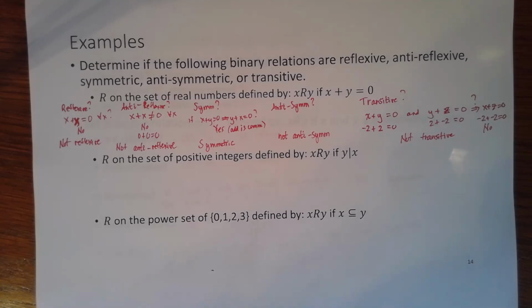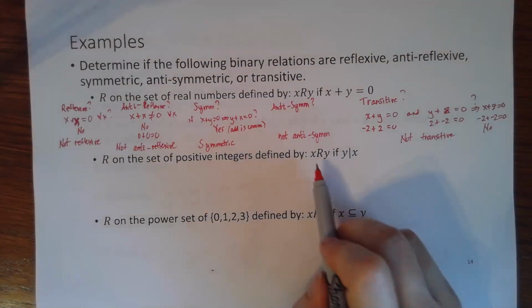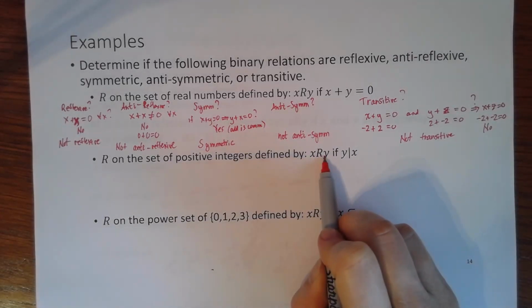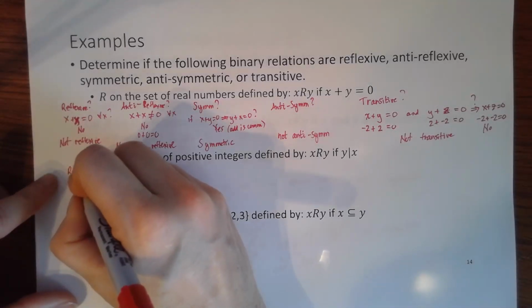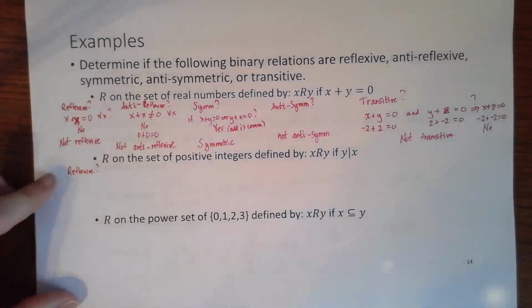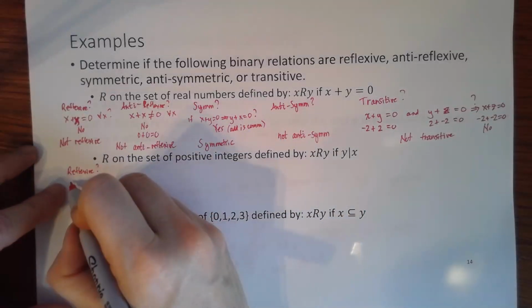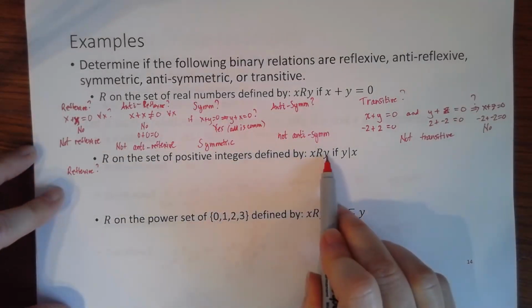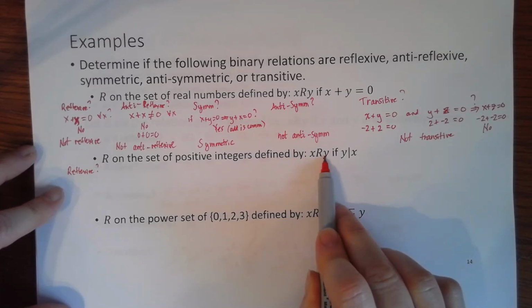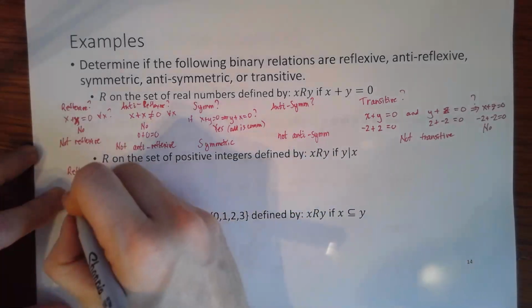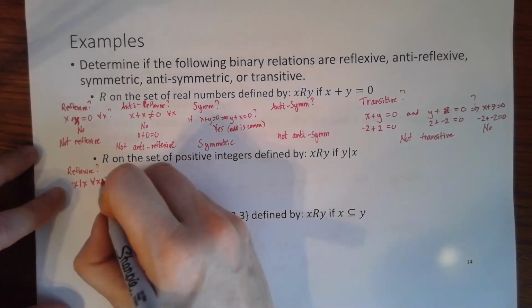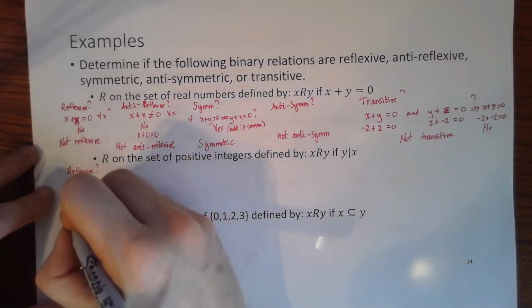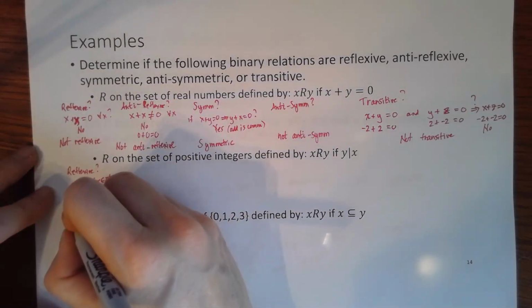Alright, let's look at the relation on the set of positive integers. Okay, x is related to y if y divides x. So is it reflexive? Okay, is it true that x is always related to itself? Well, x would be related to itself if x divides x. Well, x divides x for every positive integer. Okay, so it is reflexive.